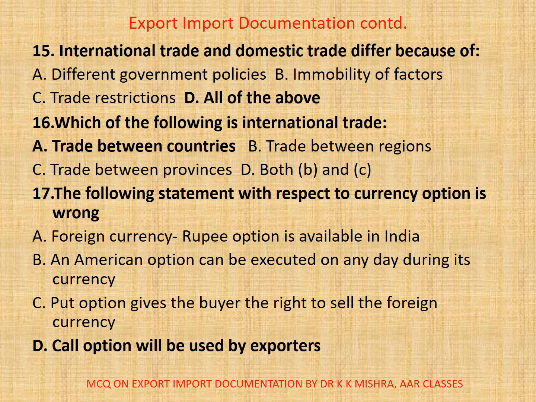16. Which of the following is international trade? A. Trade between countries, B. Trade between regions, C. Trade between provinces, D. Both A, B and C. The correct option is A. Trade between countries.